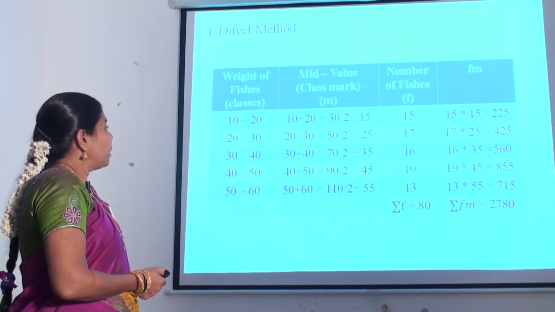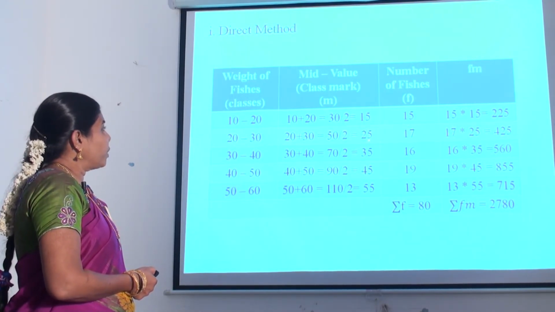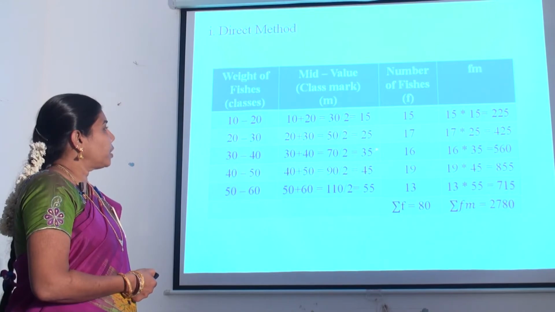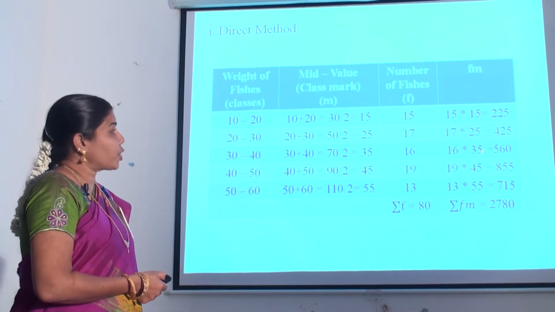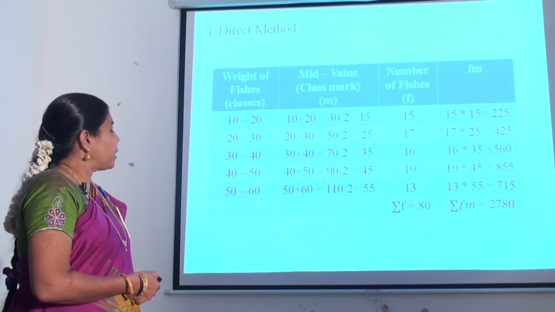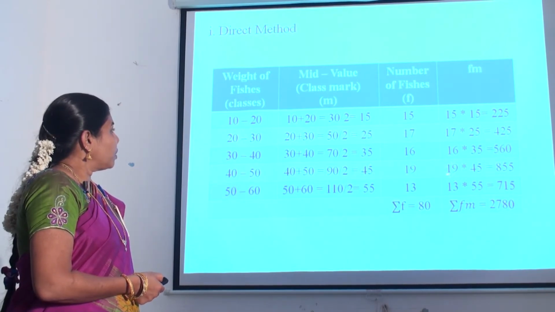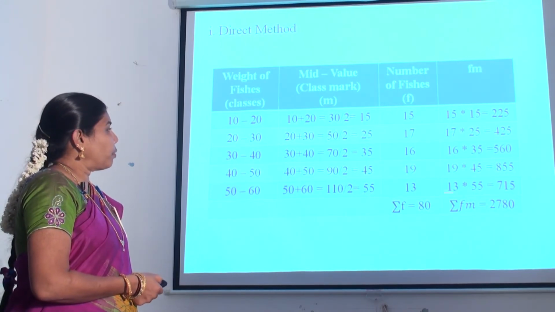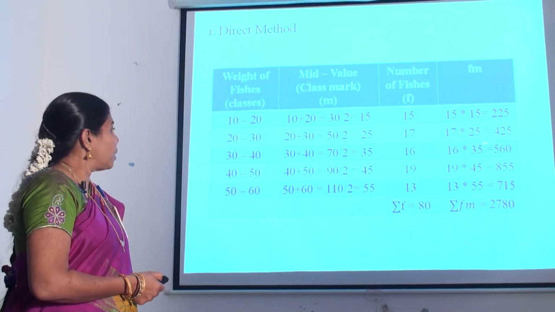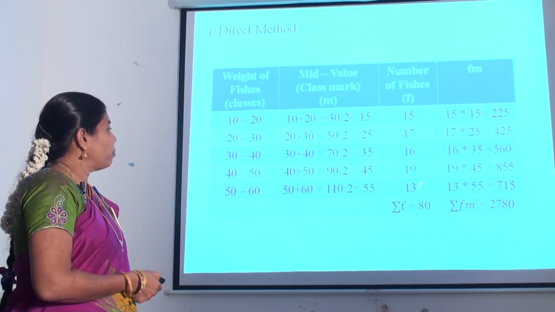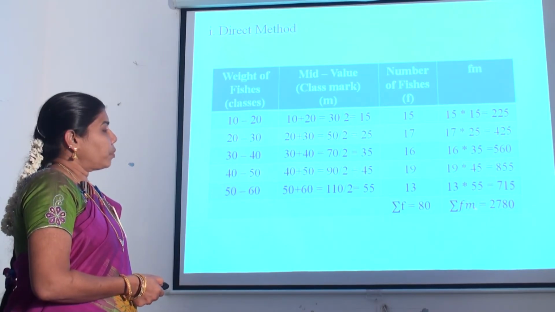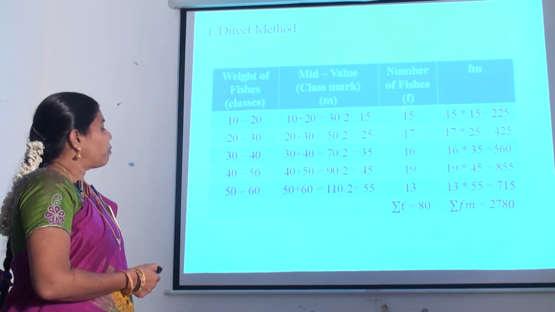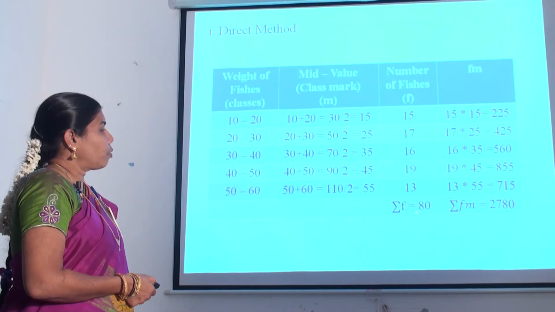Next 17 multiplied with 25 is equal to 425. 16 multiplied with 35 is equal to 560. 19 multiplied with 45 is equal to 855. Next 13 multiplied with 55 is equal to 715. We have to add all the values of fm. We get sigma fm, that is 2780. Here we have to add all the frequencies. We get sigma f is equal to 80.